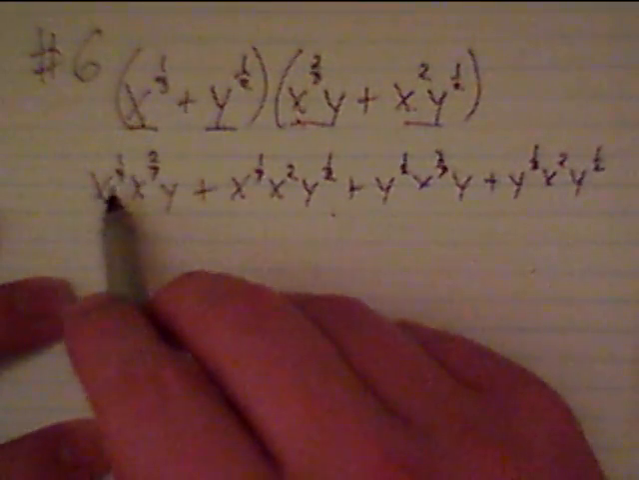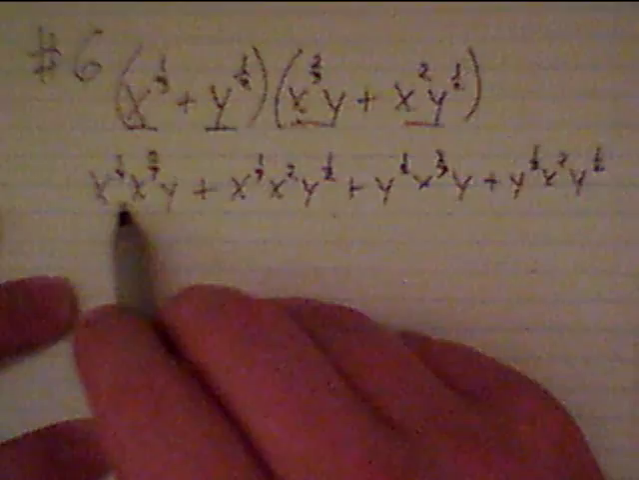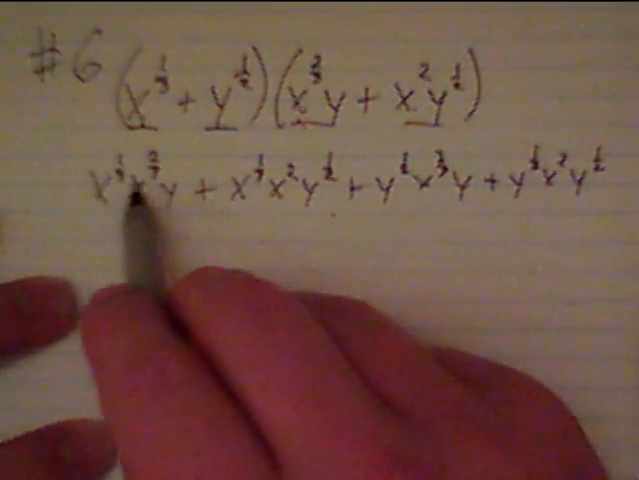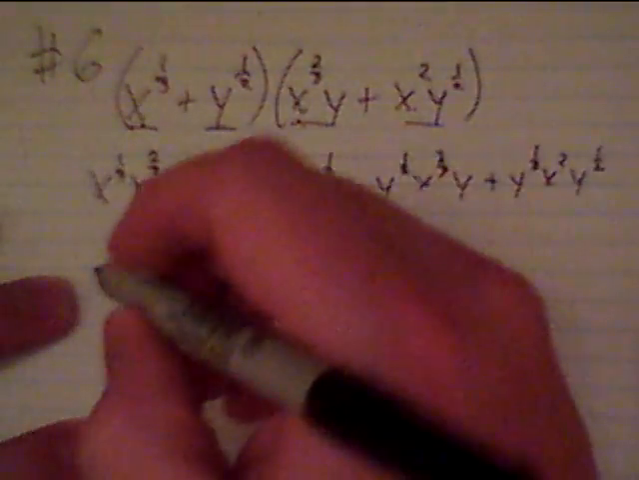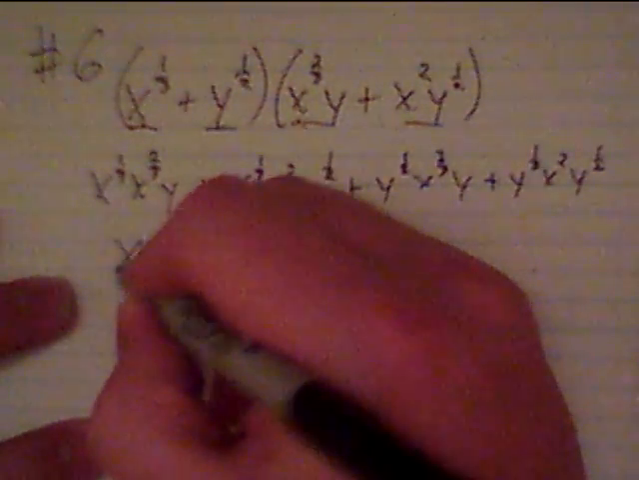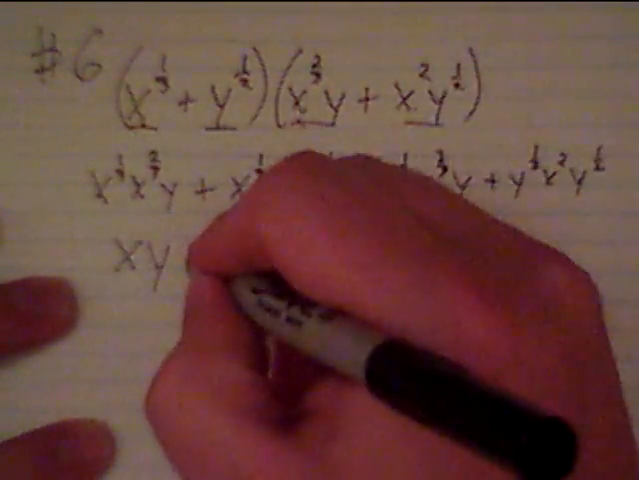Okay, can this simplify? Yes. We've got two x elements here. We're going to add our exponents. 1/3 plus 2/3 is 3/3, otherwise known as 1. So we're going to have x to the 1, otherwise known as x. And the y comes down.